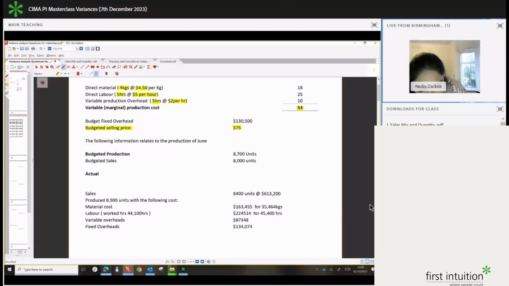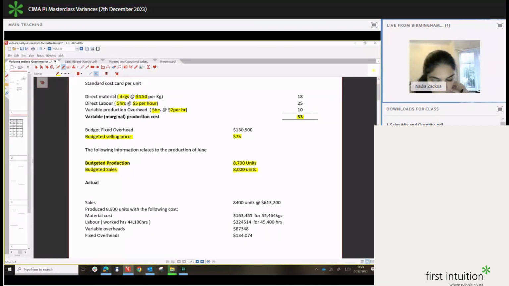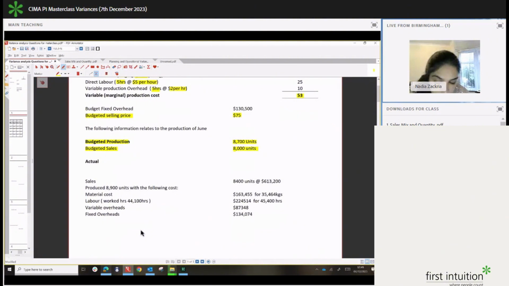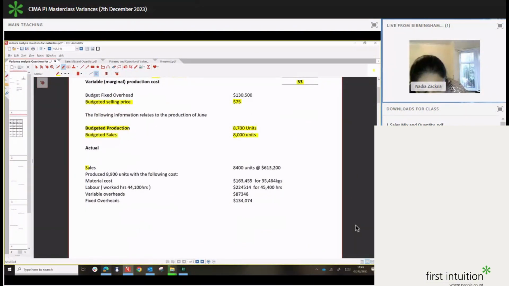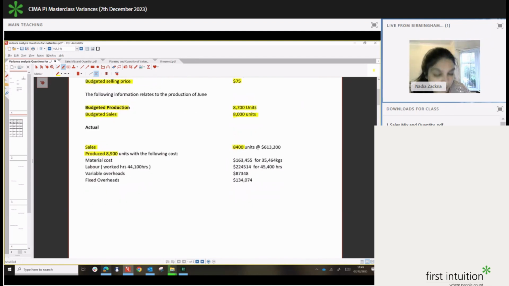Budgeted production was meant to be 8,700, of which they said that they're likely to sell 8,000 units. So they will produce 8,700, of which they plan that they should get rid of at least 8,000 in the form of sales. But the following information then is available for the month of June, where you're given the actuals. Sales were 8,400 units. So the moment you see your actual units, and you've also been told your actual production and the cost given to you, right?